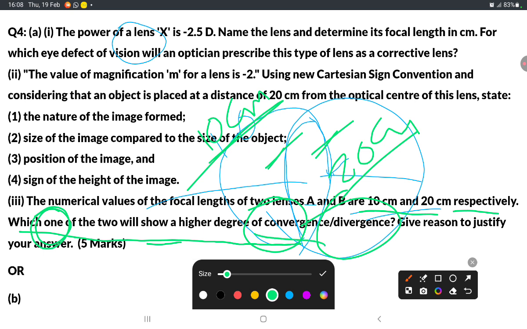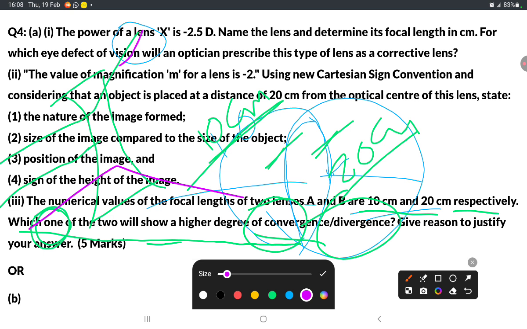One, a convex lens converges, right? If you take a concave lens, which will make a divergence, right? Which will make a divergence, right? It will make a divergence. So obviously, this is one type of diverging power.